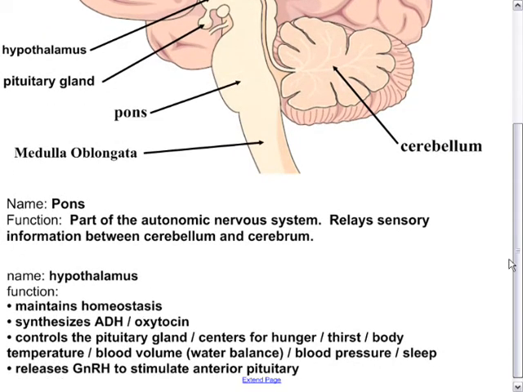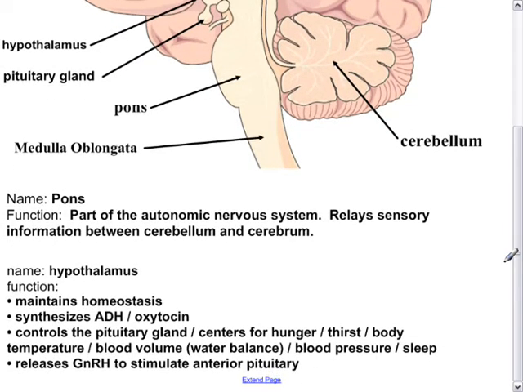Next up is the hypothalamus. The hypothalamus has already been extensively discussed in the sexual reproductive system that we did earlier this year. The hypothalamus is in charge of maintaining homeostasis. It synthesizes ADH and oxytocin. It controls the pituitary gland, also the centers for hunger, thirst.